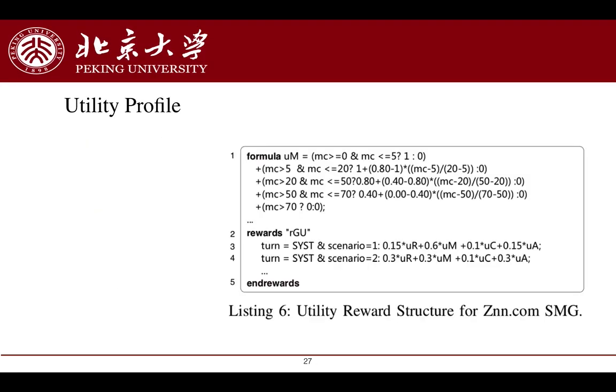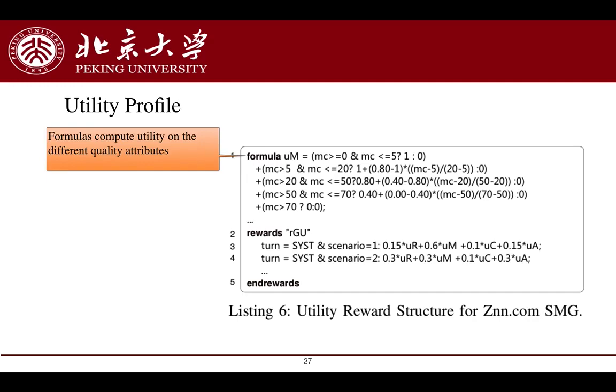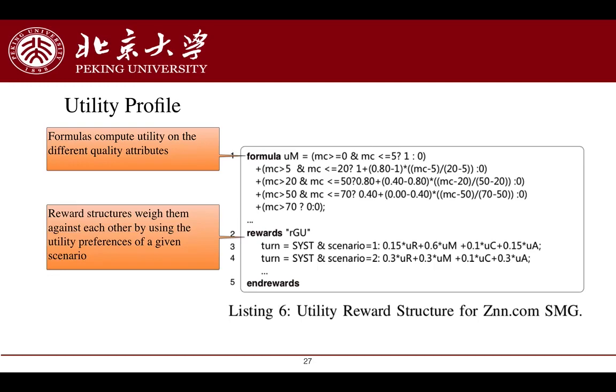To do the model checking, we will quantify the system objectives with utility functions and preferences. The formulas in Prism can compute utility based on utility function for different quality attributes. Here is an example about how to calculate the utility for the percentage of malicious client. This utility function simply means that the higher percentage of malicious client, the lower utility for these quality attributes. Next, reward structures will weigh different quality attributes against each other by using the preferences of a given scenario.